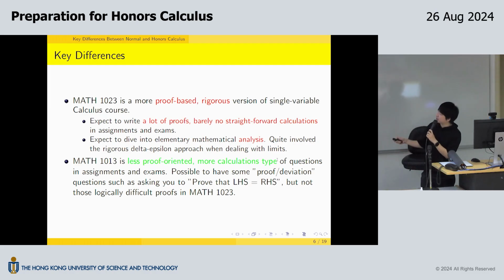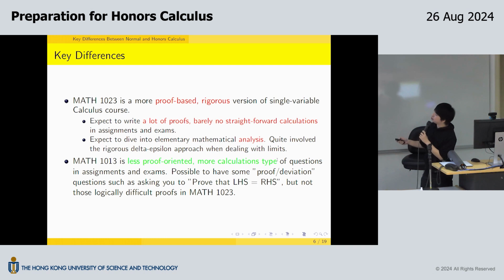On the other hand, the normal calculus course, say Math 1013, is less proof-oriented and more calculation-oriented, with more calculation-type questions. The style of the exam questions or assignment questions is more similar to those you have seen in M2 exams or high school exams. So the focus is more on the calculation side, and the honor version is more on the proof side.